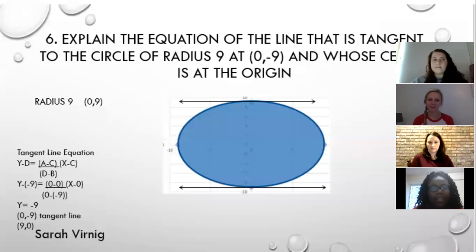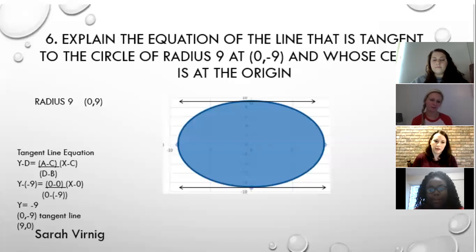Explain the equation of the line that is tangent to the circle of radius 9 at point (0, -9), and whose center is at the origin. Okay, and as we know, the center is always the origin. And we have one point, which is (0, -9), and we know the radius is 9. Using that information, we can plug it into the tangent line equation.